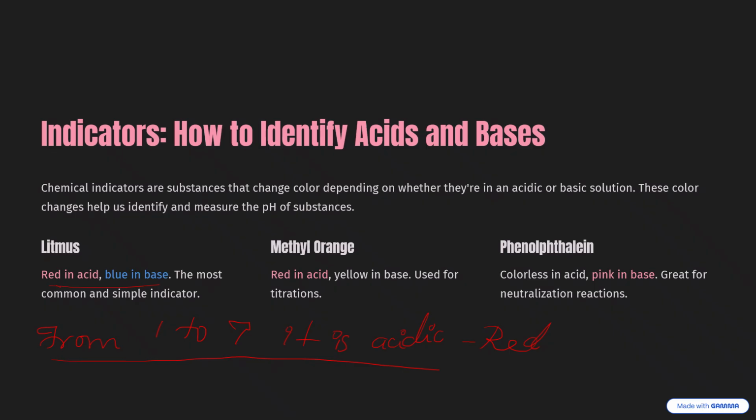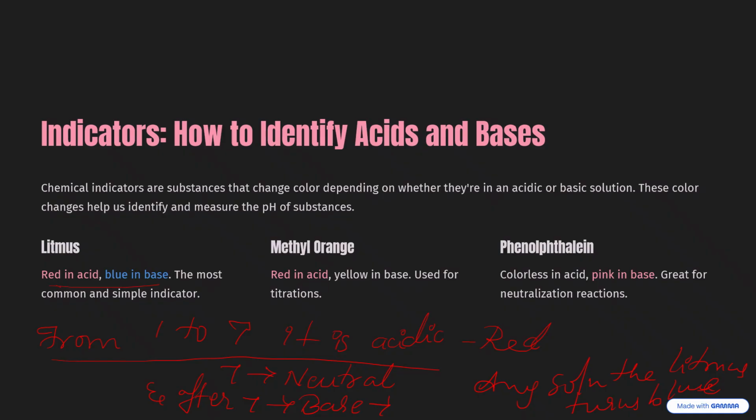From 1 to 7 it is acidic, whereas 7 is neutral. After 7, the base starts. That means if you dip a litmus paper in any solution and the litmus paper turns blue, then it's a base.